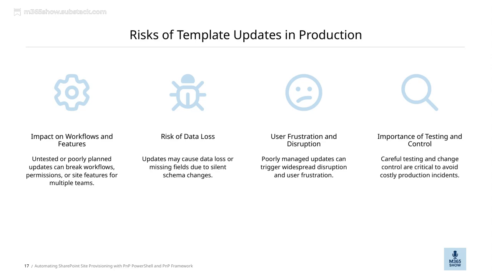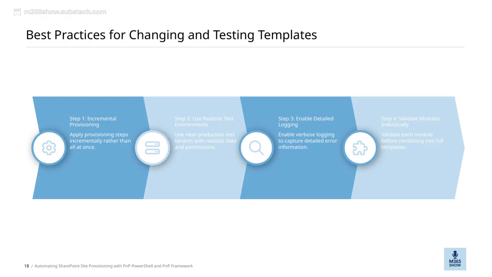Let's talk about best practices for changing and testing templates, especially when automating SharePoint site provisioning with PnP PowerShell and the PnP Framework. First, it's crucial to validate each module before combining them into your full templates. This step helps catch issues early and ensures each part works correctly on its own. Next, when you move to validation, enable verbose logging. This allows you to capture detailed error information, making troubleshooting much easier if something doesn't work as expected.